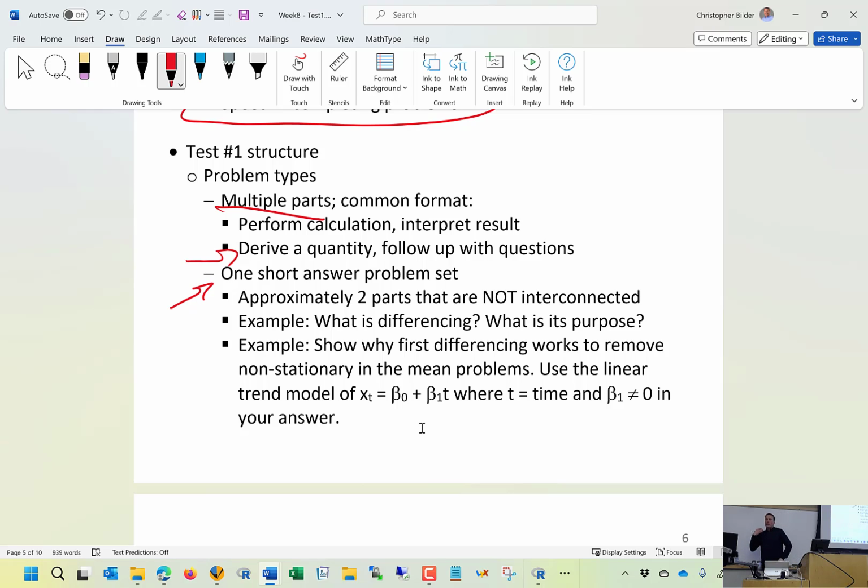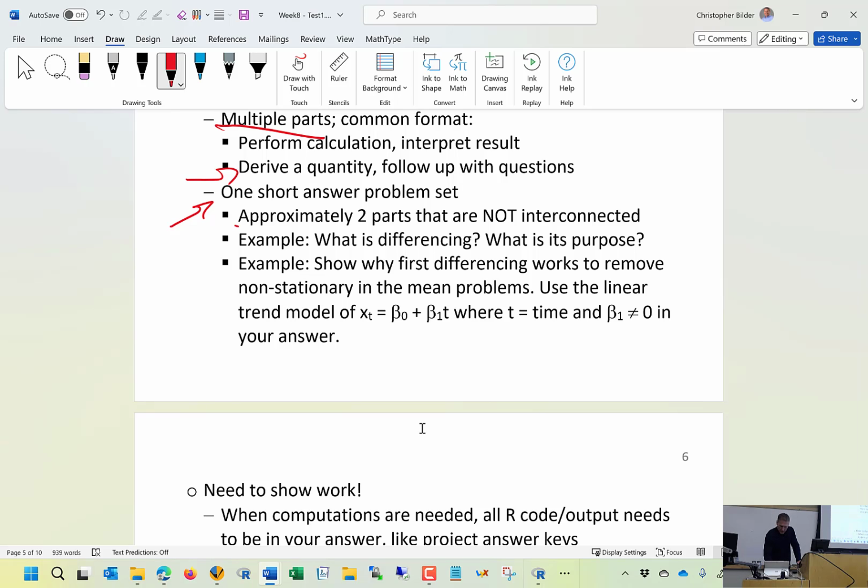Now, my tests typically, and this is the case here, my tests typically end with one problem that is a short answer set of parts, where these parts are not interconnected in any way. And for this particular test, this problem only has two parts to it. Here are examples of what I mean by these short answer kinds of questions.